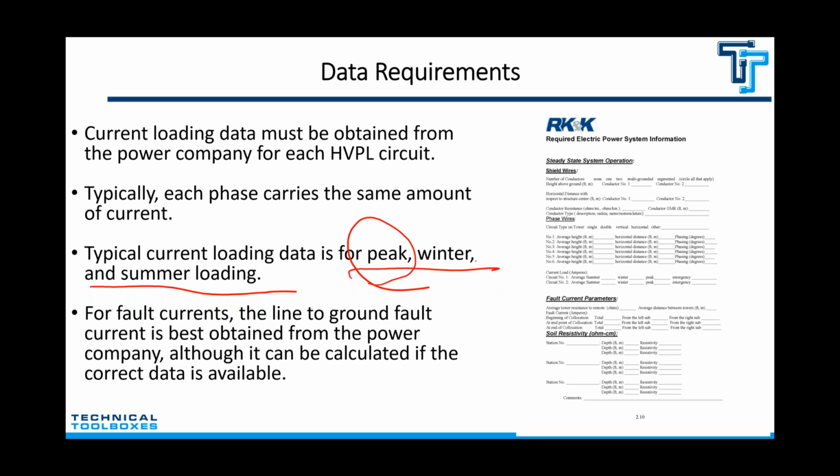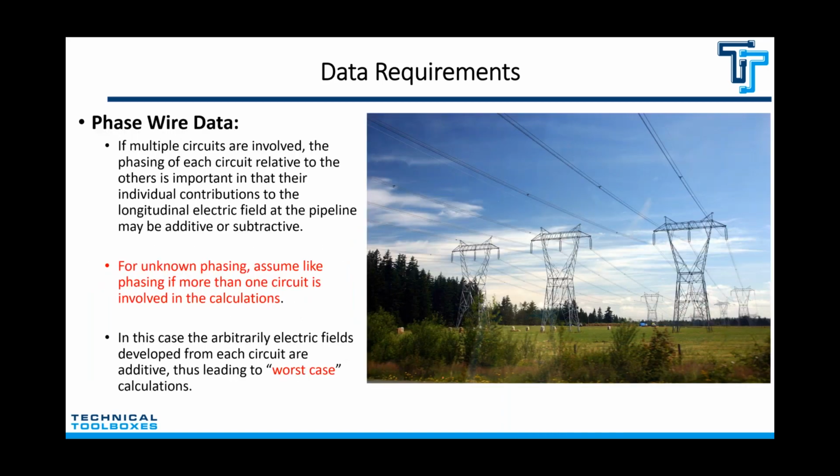Now, when I'm modeling for things like AC corrosion, I'm going to look at more of a steady state, and it could be the winter load or the summer, whichever is the highest. But I'm not going to do my corrosion off of peak load. Those peak loads don't last that long. They're there maybe a short time during the day, so they're not there all the time. So, you need to get that from the power company. And of course, on the fault currents, you need to get what the fault current's going to be when they have faults. Phase wire data, anything they can give you about the wires.